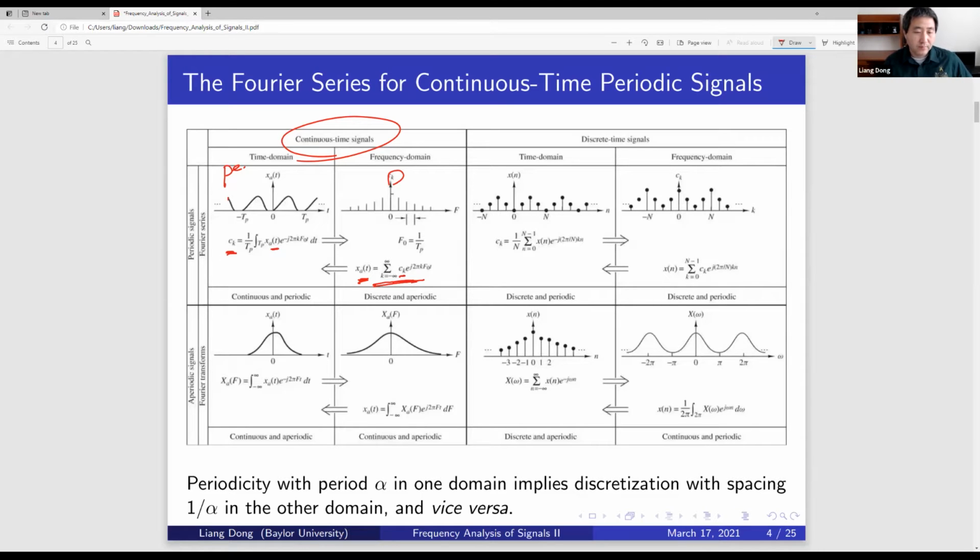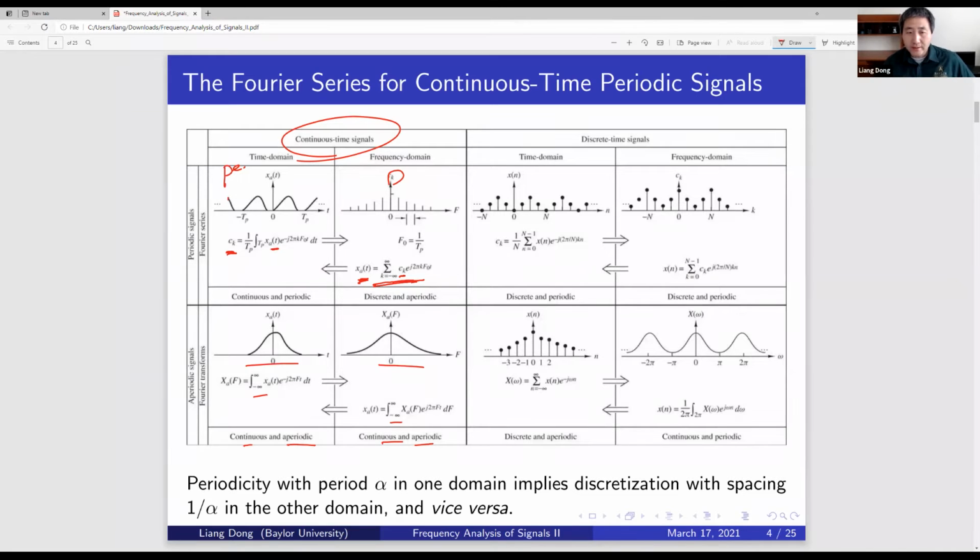Now the bottom left is a continuous, aperiodic signal in the time domain, and then we have a continuous aperiodic signal in the frequency domain. That's the Fourier transform. This is, in general, a signal in the time domain and a signal in the frequency domain. So we have a Fourier transform, which is an integration on both sides because they are all continuous, and the integration is from negative infinity to infinity. It's aperiodic.